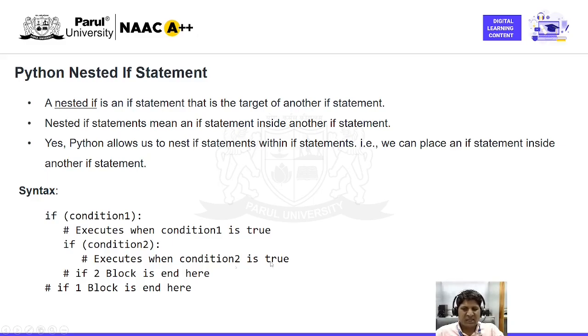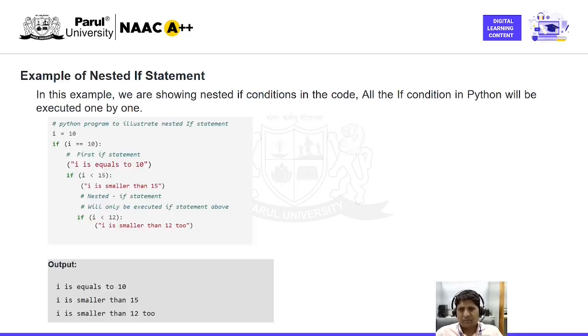This statement executes if the condition of block 2 is true and then block 1 is true. It means an if statement is executed after another if statement. That is known as nesting, a nested if-else statement, which creates a nesting of if statements.